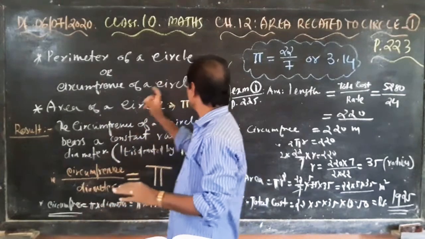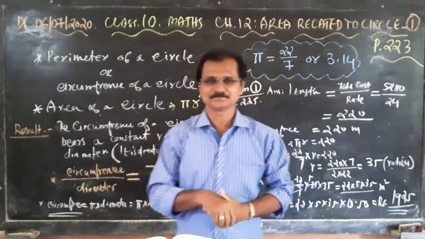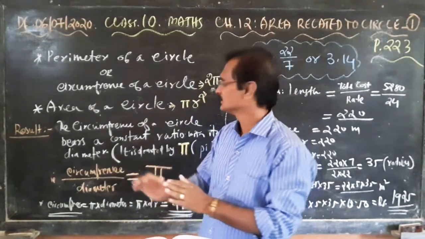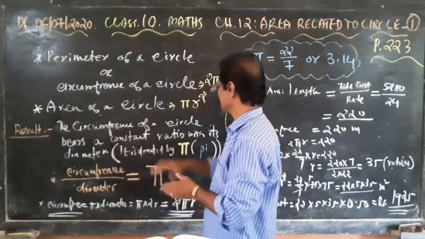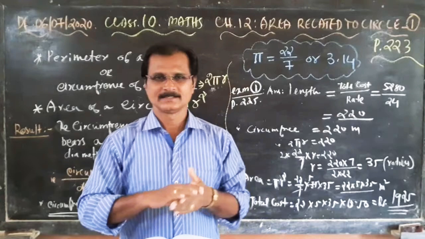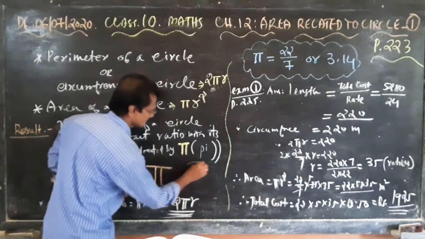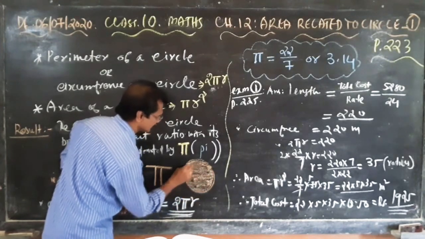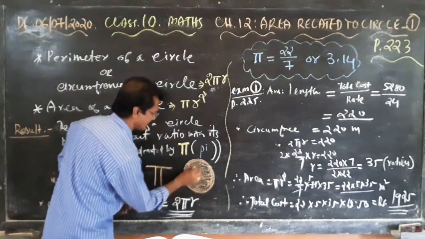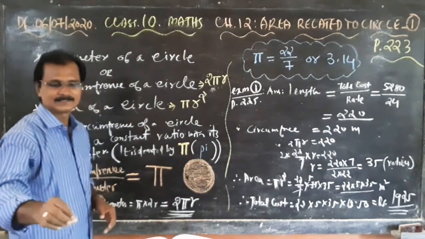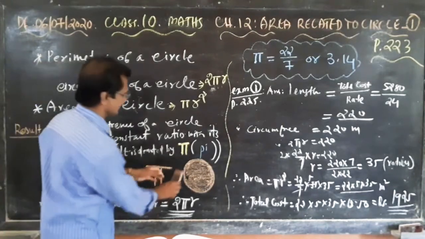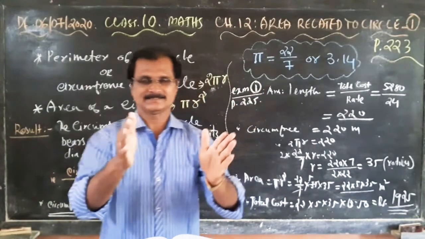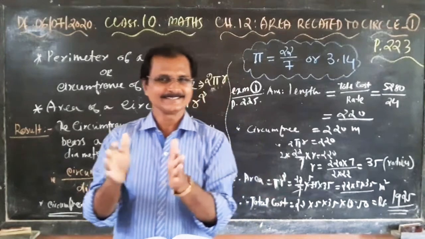Okay, now what is the formula? That is 2 pi r, 2 pi r, to find out the circumference of the circle. And another one is the area of the circle. Area means, suppose a circle, this center region is the space occupied inside the circle. And this is what we call the area of the circle. So please do not mix up the circumference and the area.